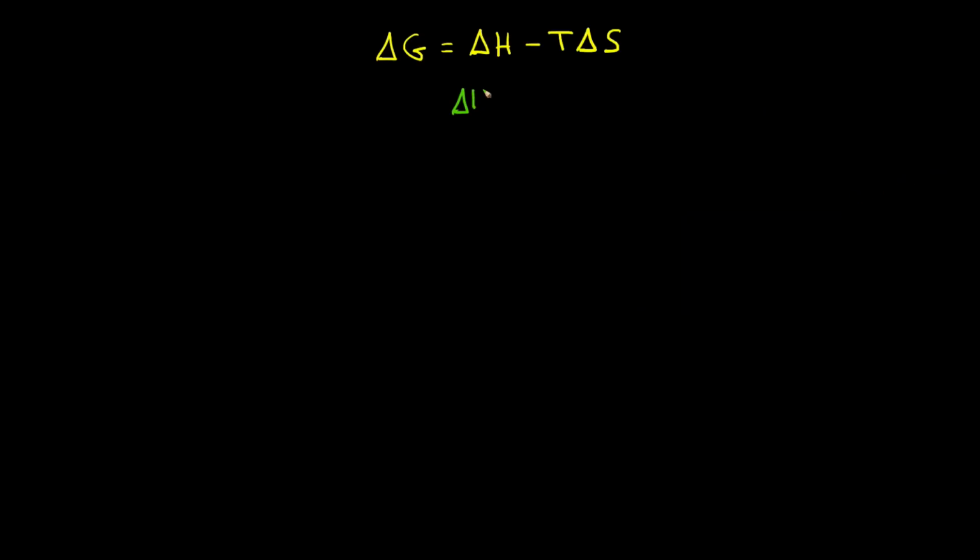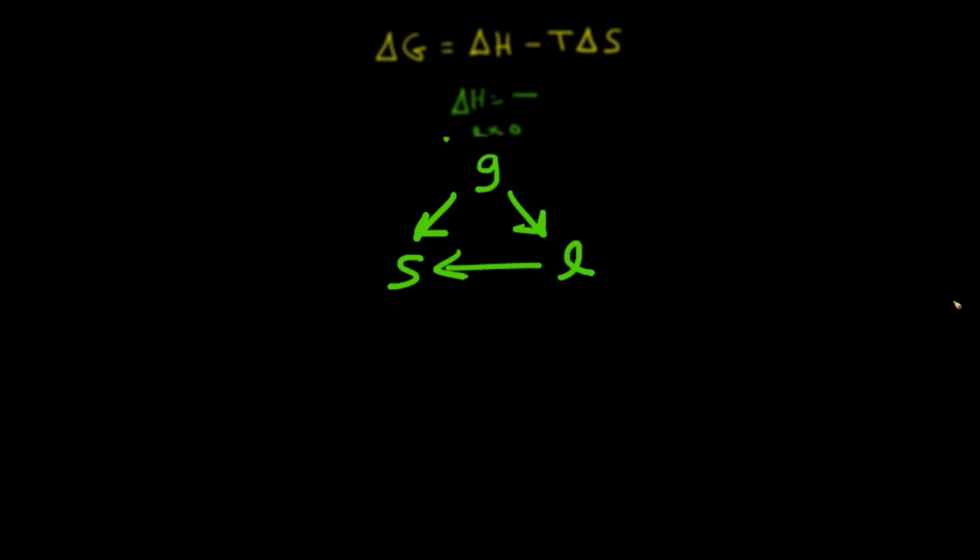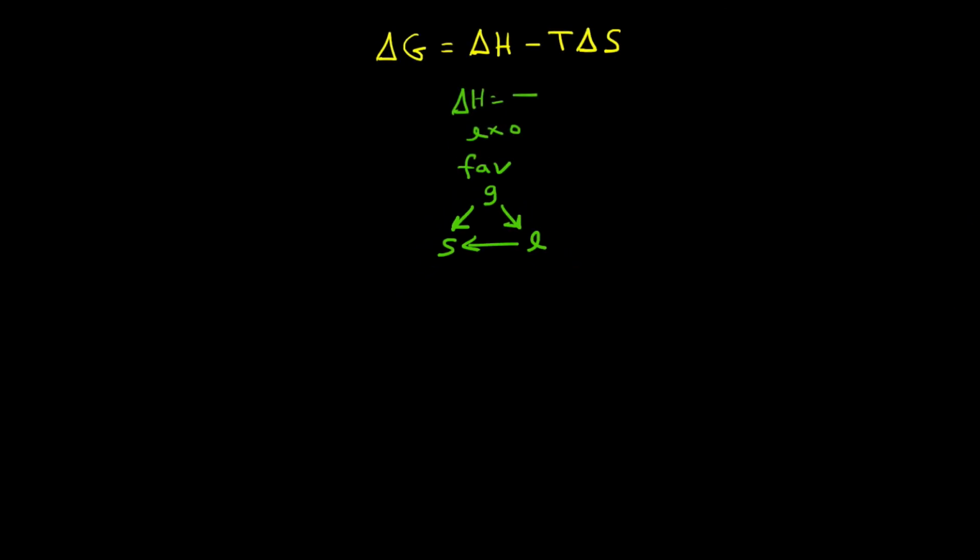So we know that when delta H is negative, that is referred to as an exothermic reaction that is favorable towards spontaneity. As delta H becomes more negative, delta G becomes more negative. And those terms are related to phase changes according to the diagram shown.